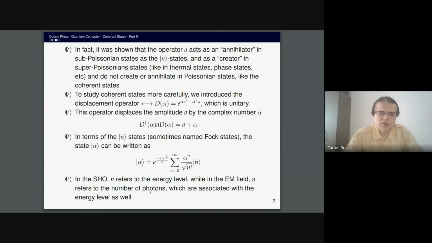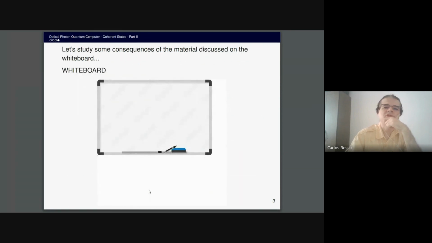So this is just a brief summary that maybe was too fast in the last lecture. Today the idea is to study some properties and consequences of this material.